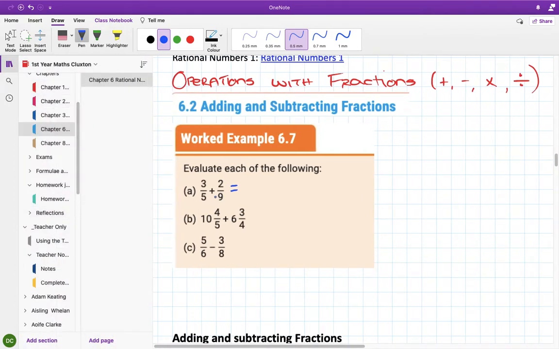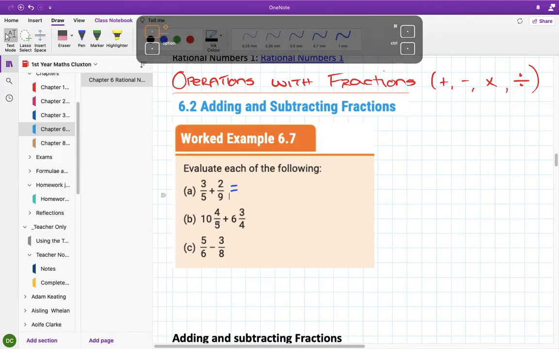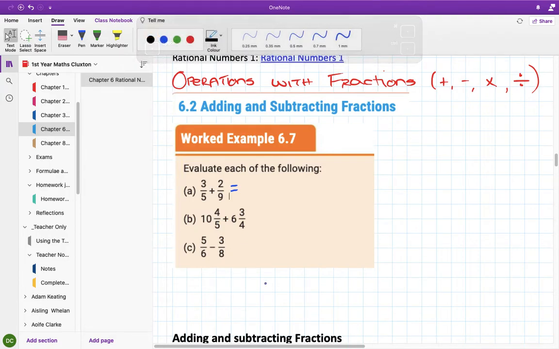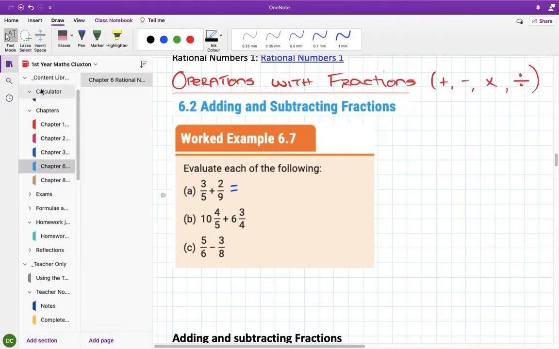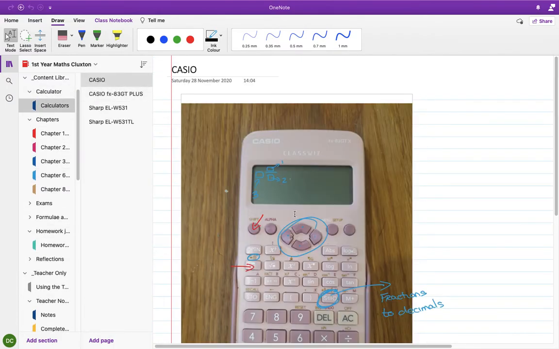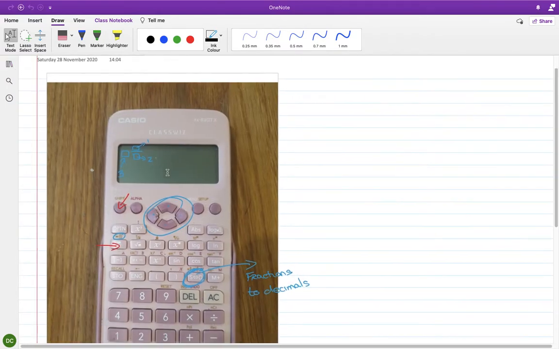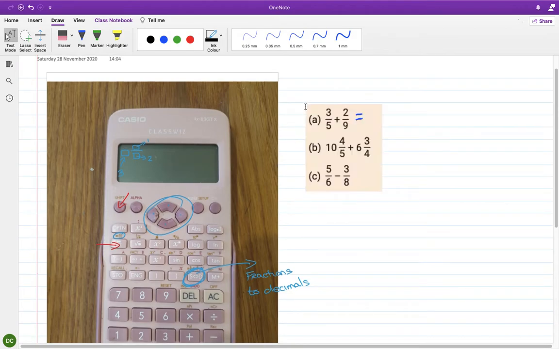Right, so the first one is 3 over 5. I might just snip it actually, so I'm not going back and forth. Alright. Oh, it's up here. Okay. So here's the calculator. And there's the questions. Right? And just get rid of the stuff we did the other day.